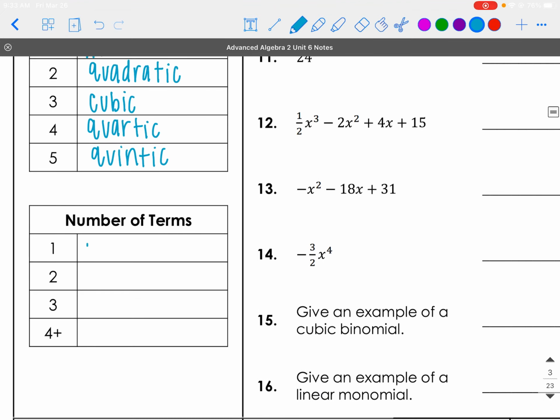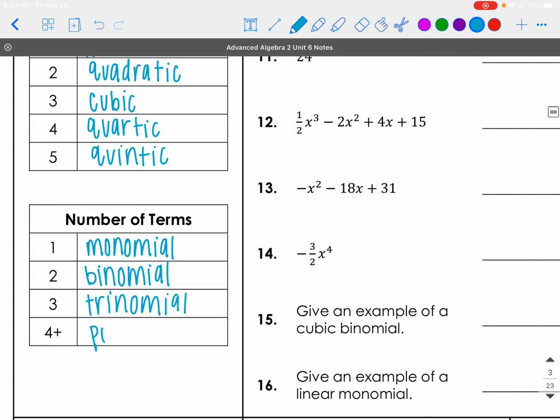Now, if it just has one term, that's what we call a monomial. Two terms would be a binomial. Three terms, trinomial. And after that, we really don't give them a specific name. I mean, if you Googled it, you might find that it's something, I don't even know. But for this class, just write polynomial.